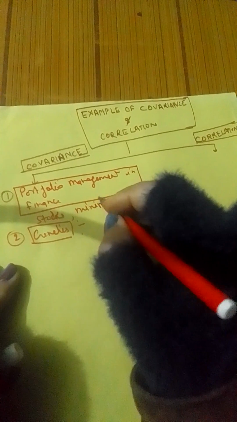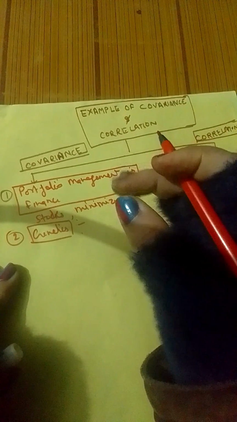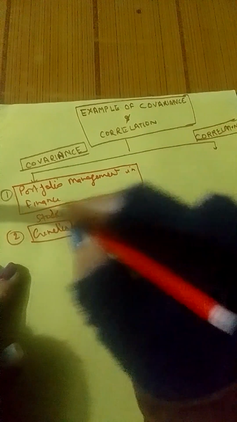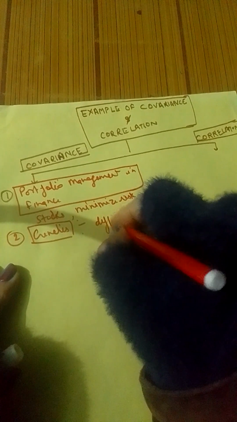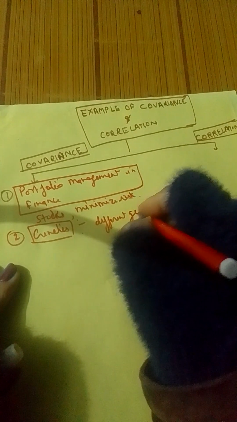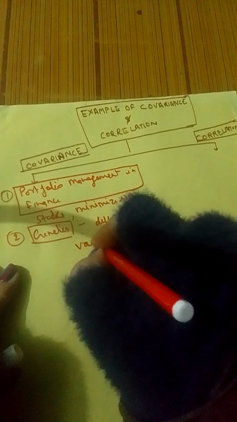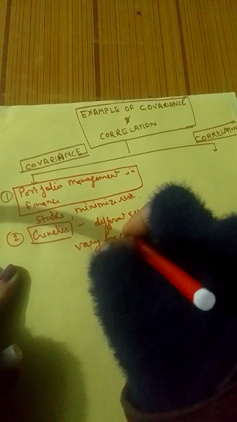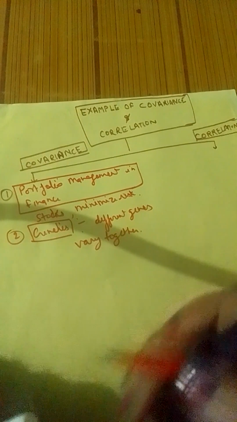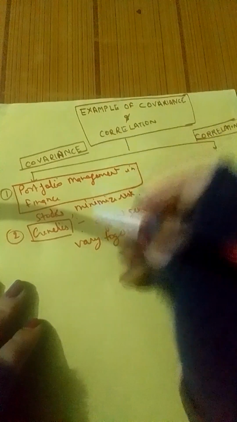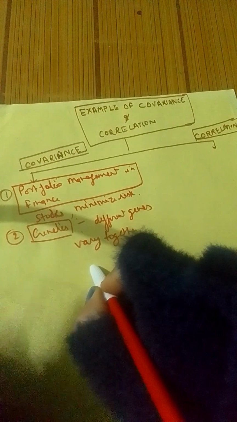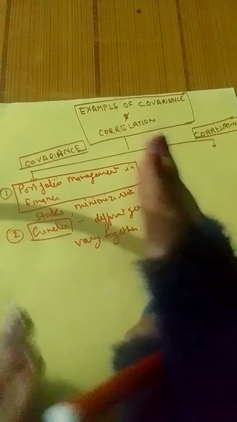How is covariance used in genetics, in biological terms? Different genes vary together. So different genes vary together means covariance, because covariance involves a relationship between two variables or data sets.